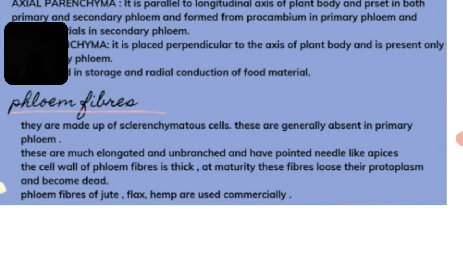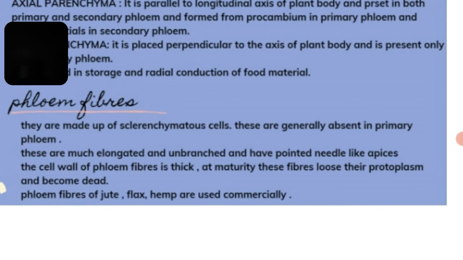The phloem fibers are present in the secondary phloem. These are much elongated and unbranched. They have pointed needle-like apices. The cell walls of phloem fiber are thick. At maturity, these fibers lose their protoplasm and become dead. The phloem fibers of jute, flax, and hemp are used commercially. Mostly these plants are commercially useful.